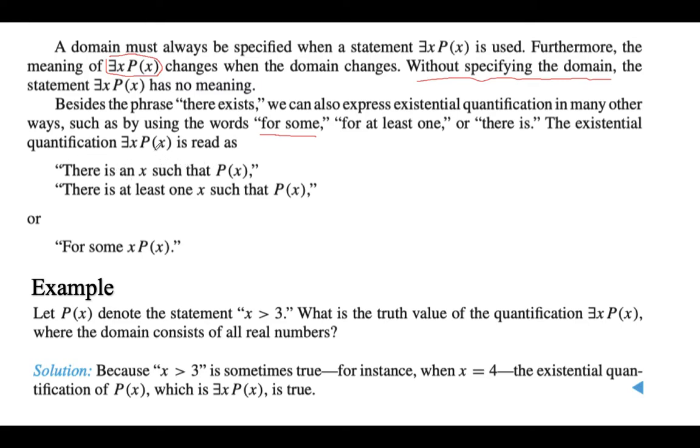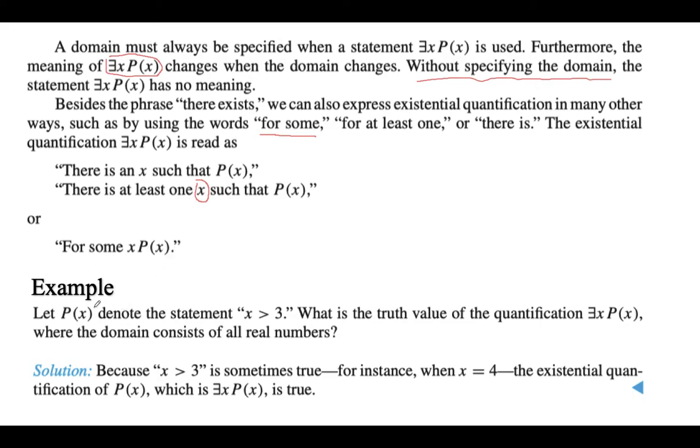The existential quantification "there exists x, P of x" is read as "there is an x such that P of x". So "there exists an x" can be "for some x" or "for at least one x such that P of x". So there is at least one x such that P of x means P of x is true for at least one x, or for some x, P of x.